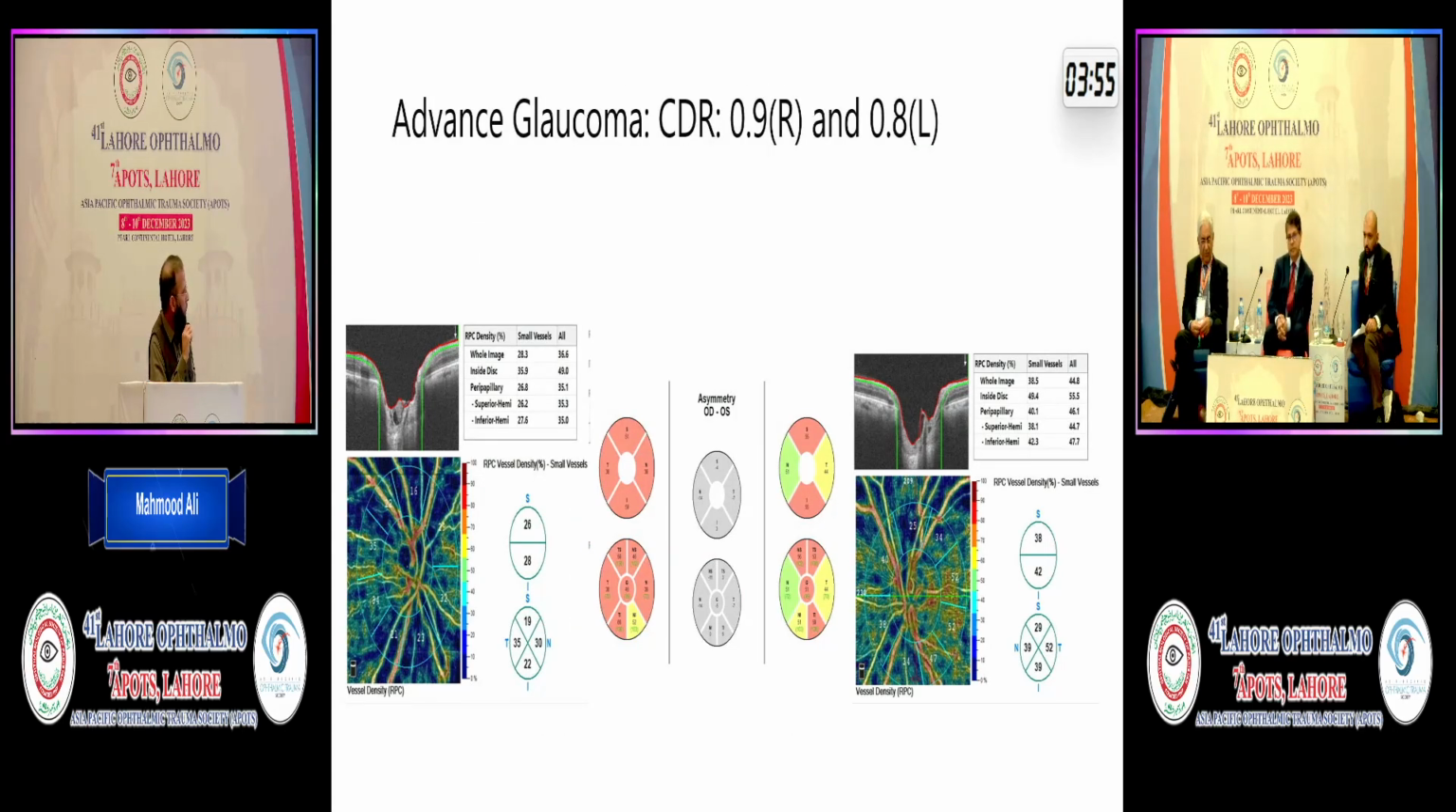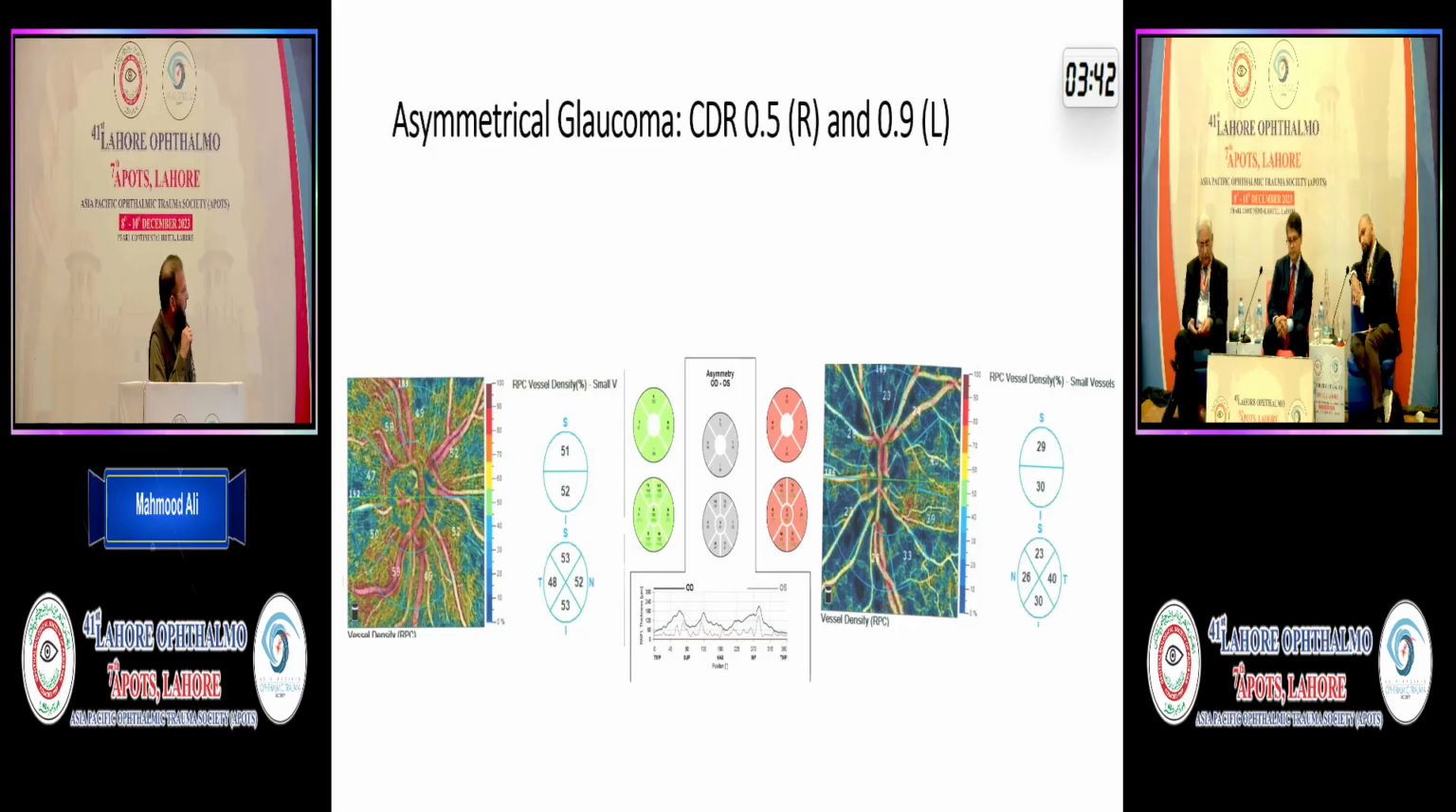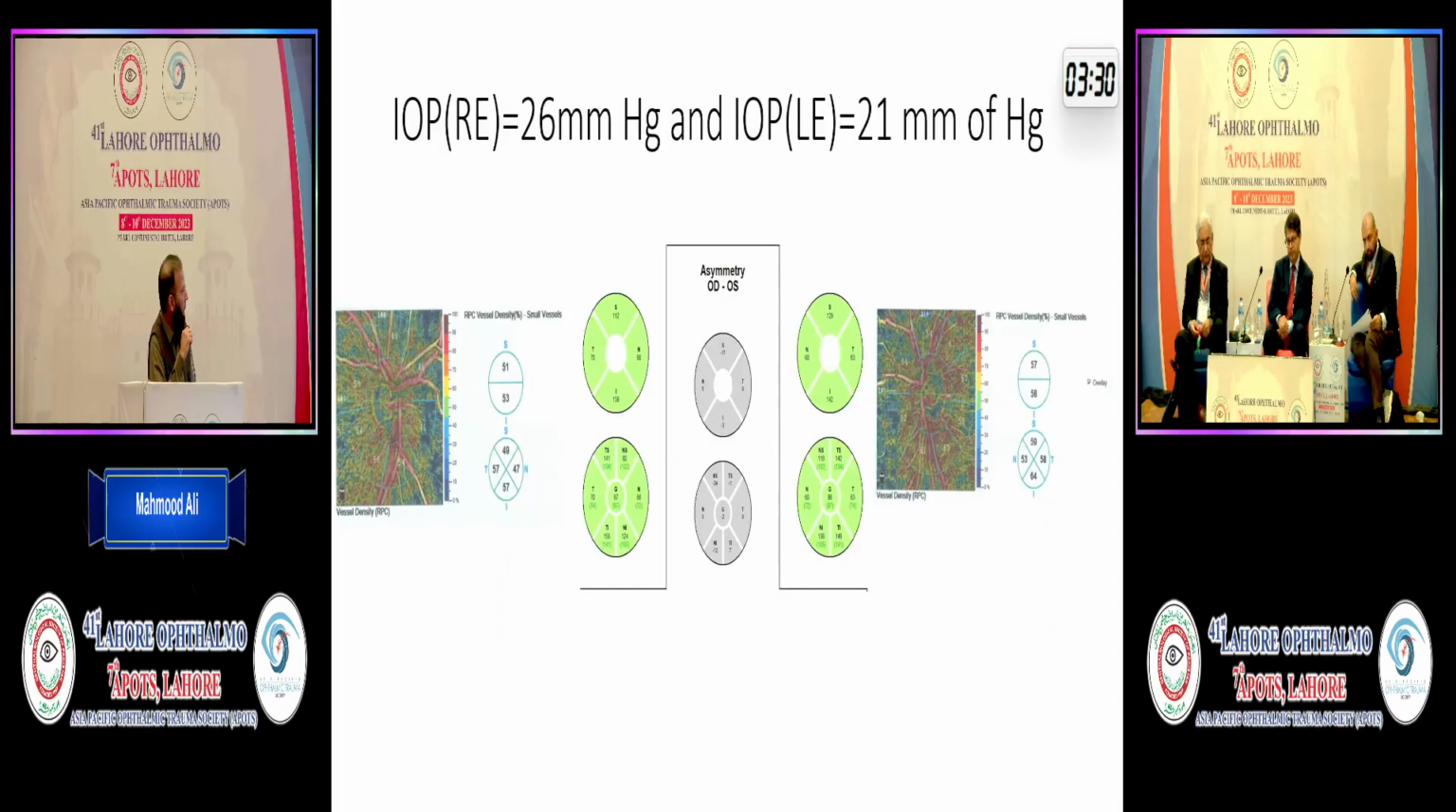This is a case of advanced glaucoma in which there is a CDR of 0.9 in the right eye and 0.8 in the left eye, and we can see that there is a decrease in the superficial vascular density in both eyes. This is a case of, again, asymmetric changes. The right eye has a normal RNFL, and we can see that the superficial parapapillary vascular density is normal, whereas on the left side there is a decrease in the peripapillary vascular density.